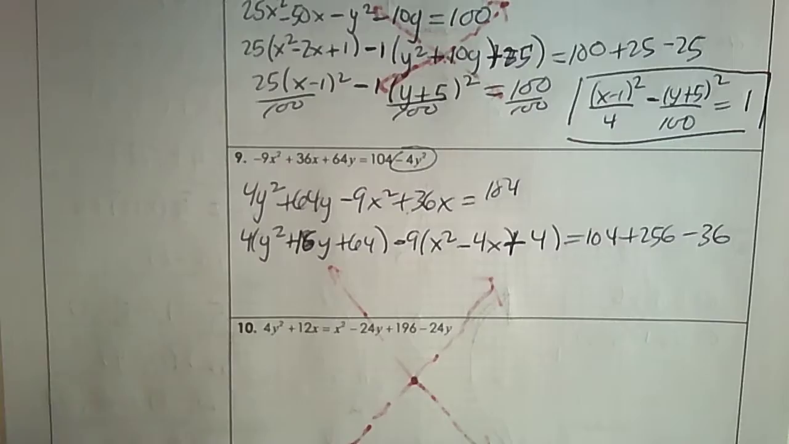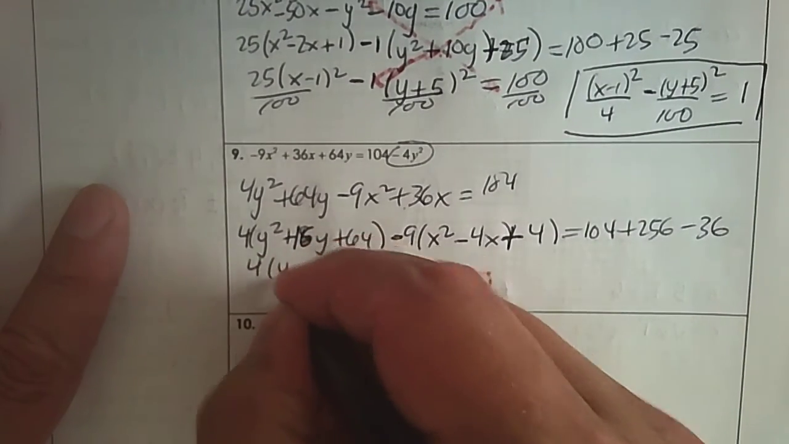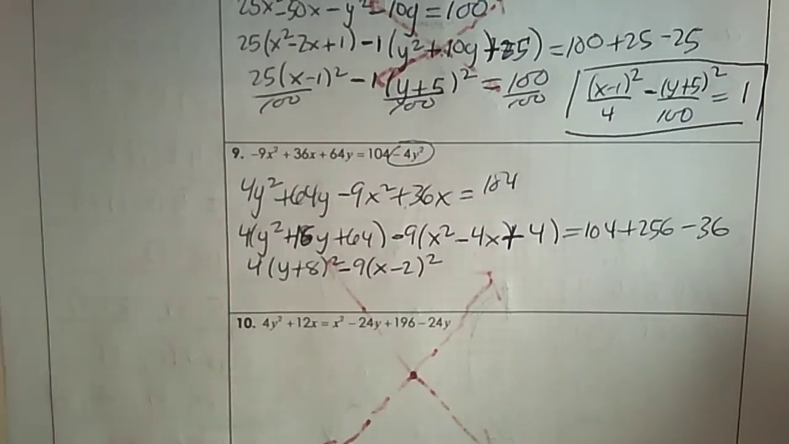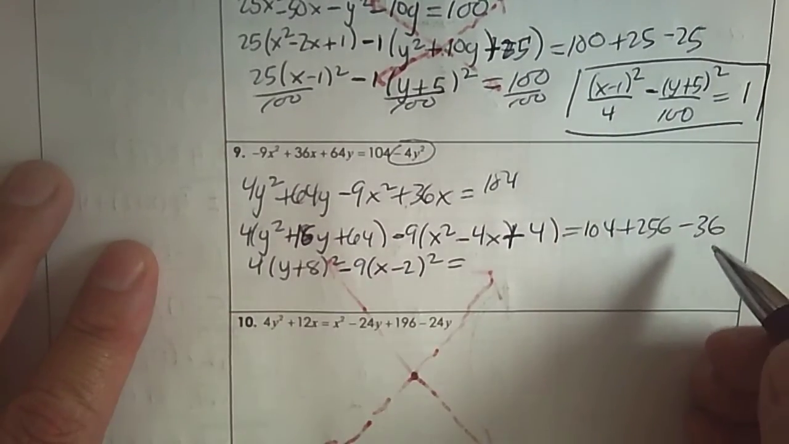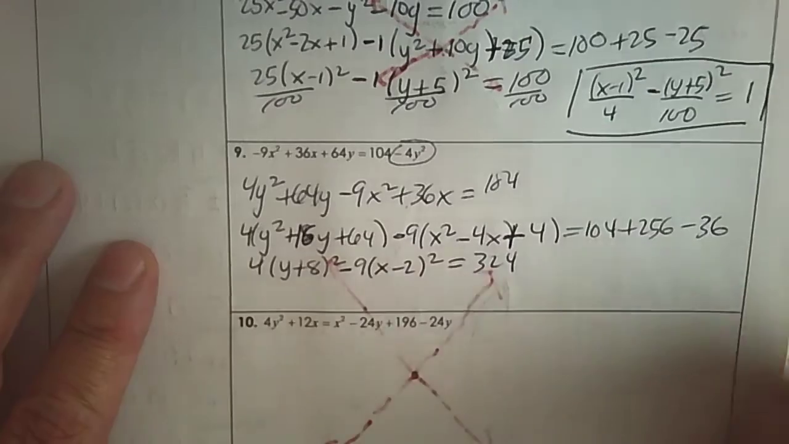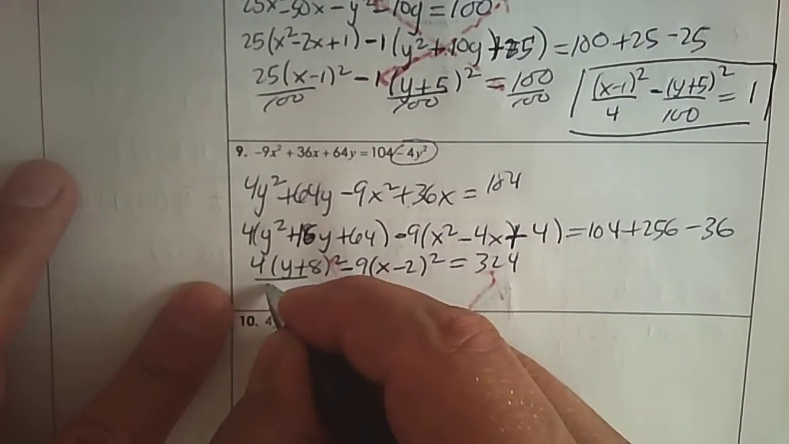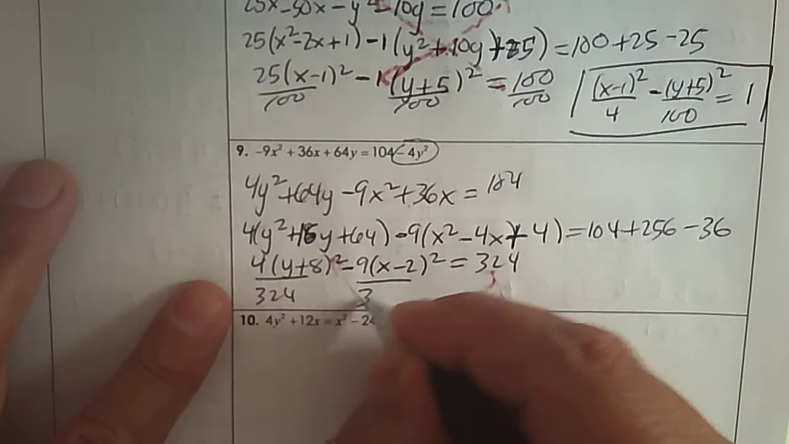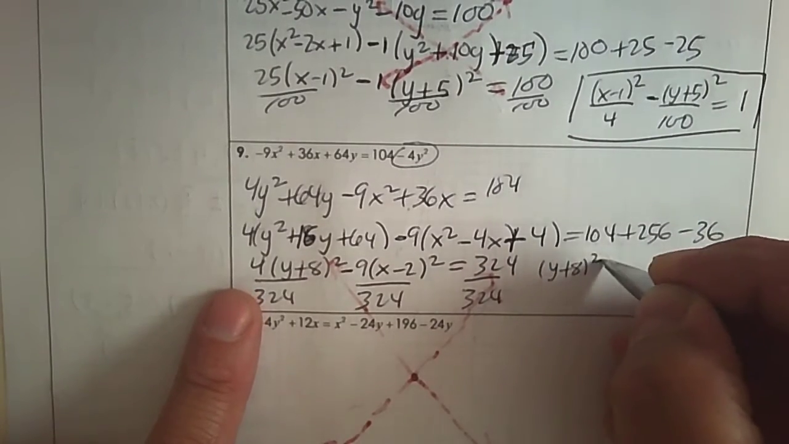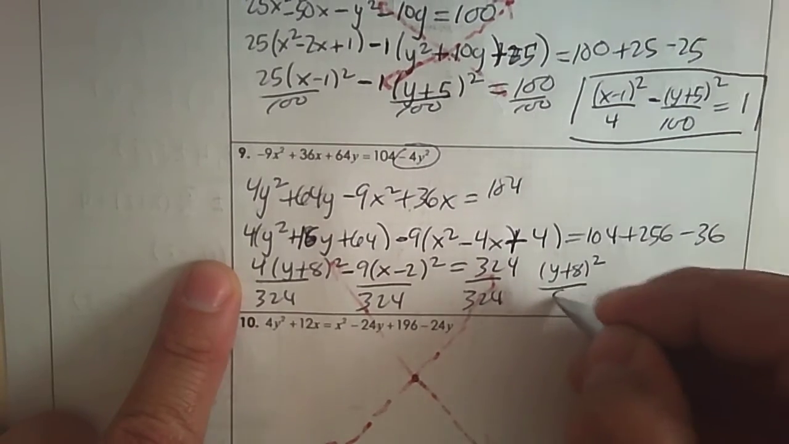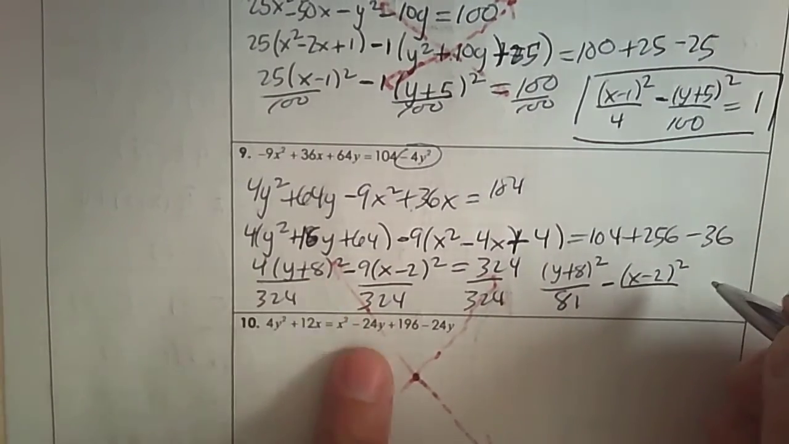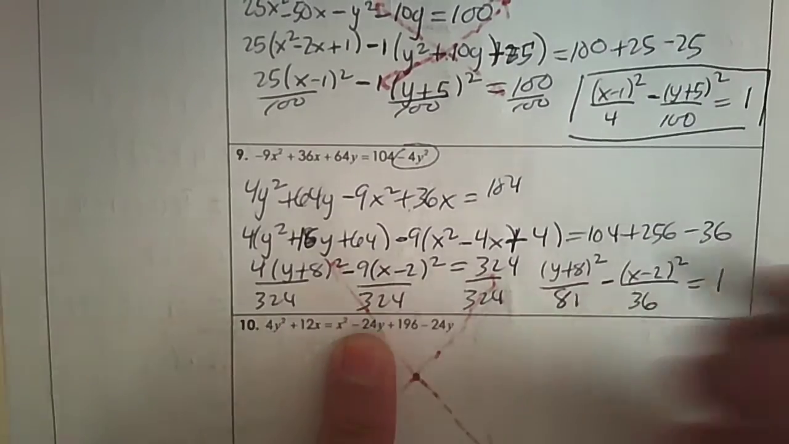So now we have an equal equation that was before. We're going to factor this. So that's y plus 8 squared. We're going to factor this. That's x subtract 2 squared. And then on the right side, we're going to combine like terms here. So 104 plus 256, take away 36, is 324. We're going to divide everything by 324. And that's going to give us our answer. So I'm going to write our answer right here. So it's going to be y plus 8, 324 divided by 4, that's 81. Subtract 324 divided by 9, that's 36, and that's equal to 1.